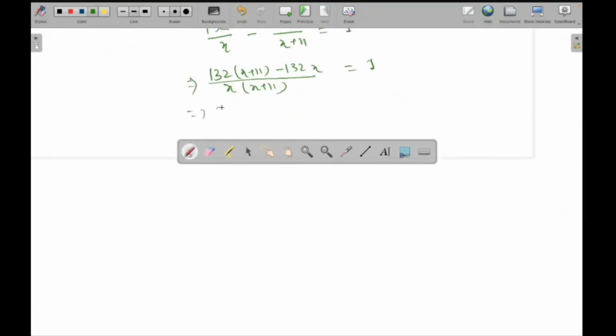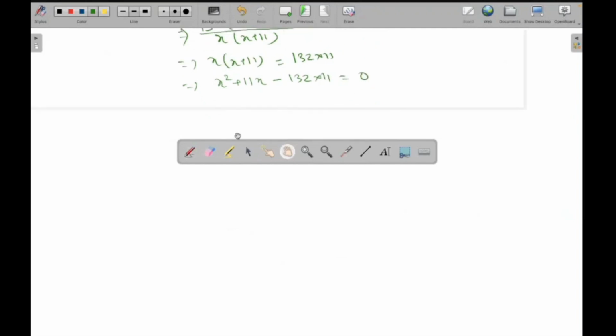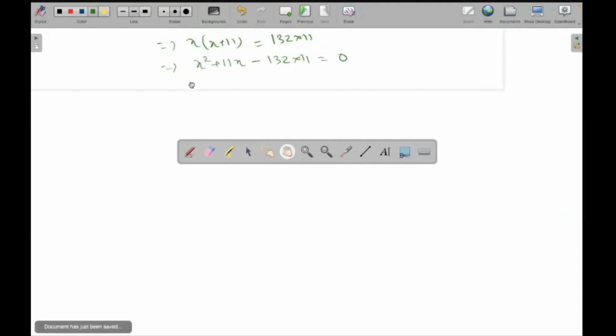So this will become x into x plus 11 by cross multiplication, and this will become 132x plus 132 into 11. 132x will be cancelled out. So now this is x square plus 11x minus 132 into 11 equals 0. Now I can do anything here. I can either use the formula or I can just try to do a factorization and then understand.